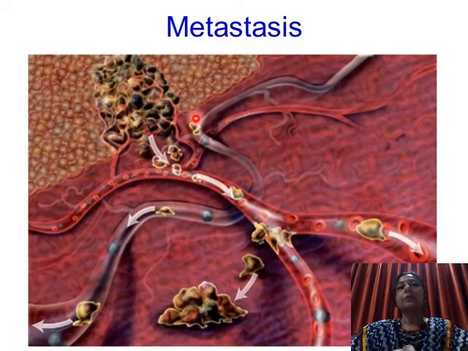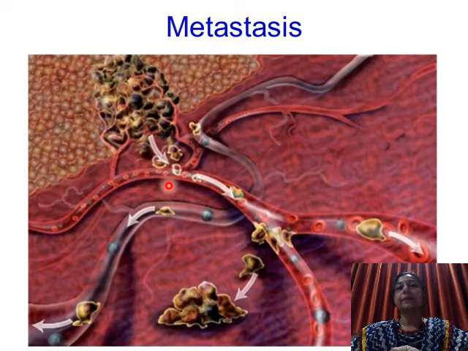It goes out. See, this is a primary tumor. It is going into the blood, and here it is coming out from the blood vessel and causing distant metastasis. This is how the metastasis occurs. This is how the spread of the tumor occurs.